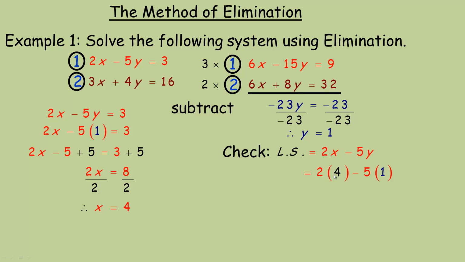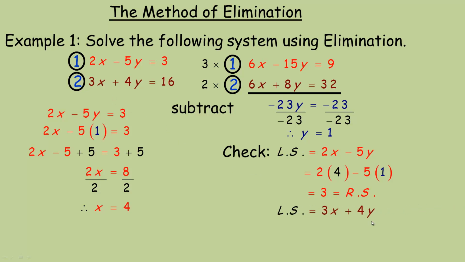So 2 times 4 is 8. That's 8 minus 5, which works out to equal 3. And you see 3 is what's on the right side, so the left side and right side work out to have the same value when we put the 4 for x and 1 for y. So that's why it's said to check or satisfy the equation. So let's do the same thing in the second one.